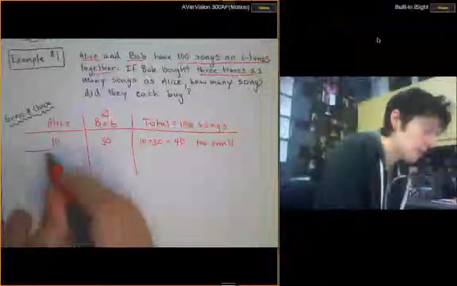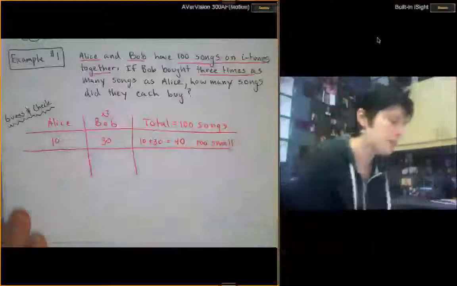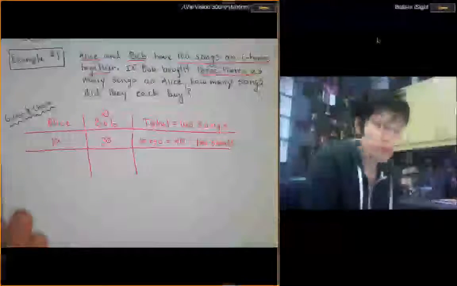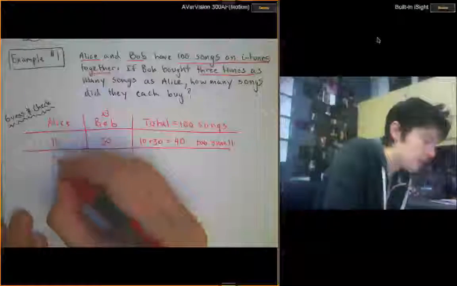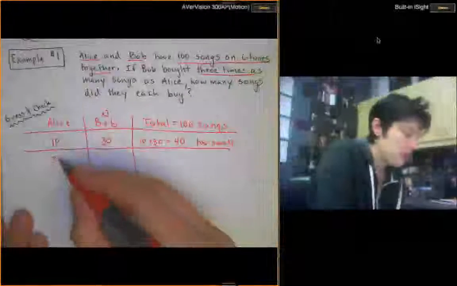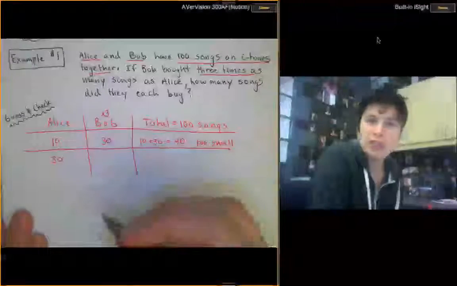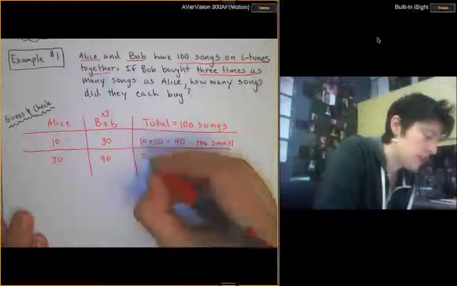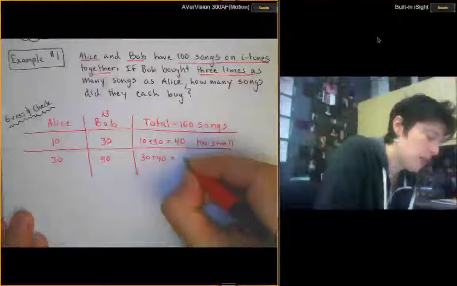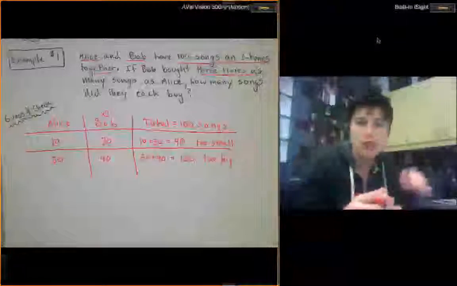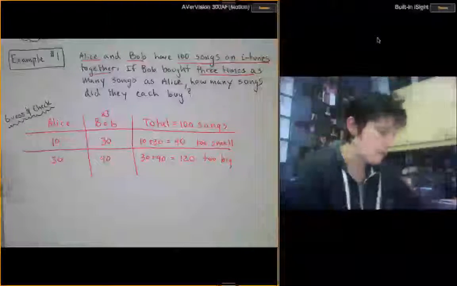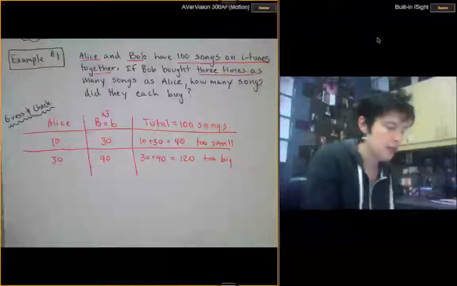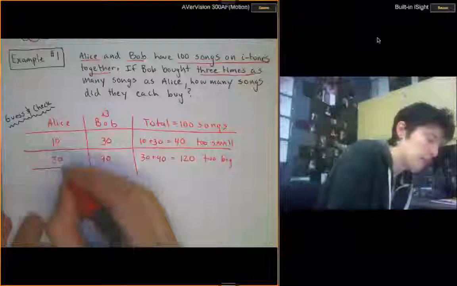So let's make a guess that's bigger. How about Alice bought, should we go pretty big? How about 30 songs? So 30 times 3 is 30, 60, 90. So 90 for Bob. And 30 plus 90, too big, 120. Too big. But at least I'm zeroing in. I'm getting closer, my focus. I've gone too small, too big, so somewhere in the middle between 10 and 30. So now we have to make some more guesses.